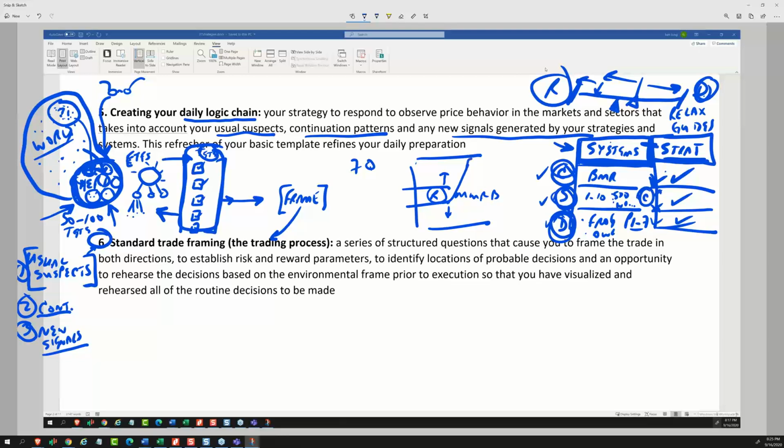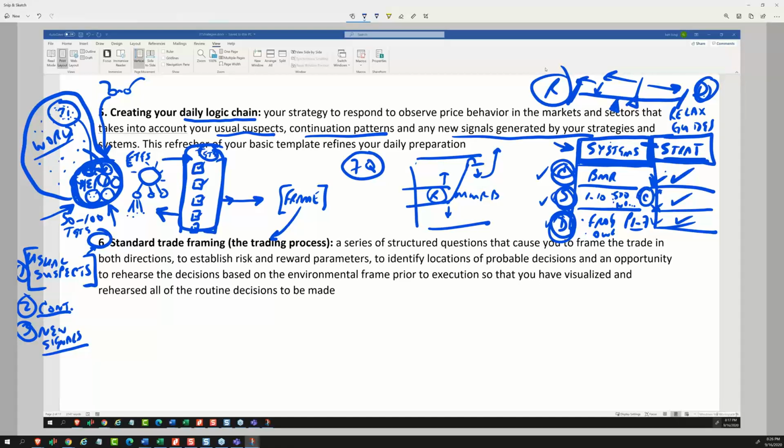If it gets up to my target and starts to fail, am I going to use the 2-hour battle drill? Am I then going to go short, or would I not go short? And then how would I re-enter if it continues? So all of those things go into answering the 7 standard questions of trade framing.